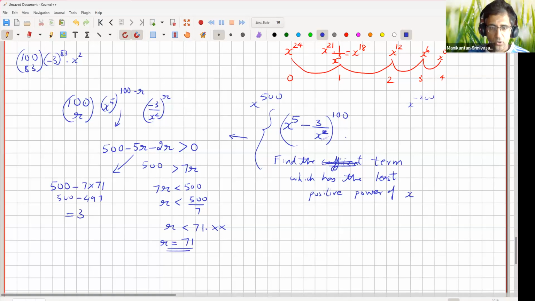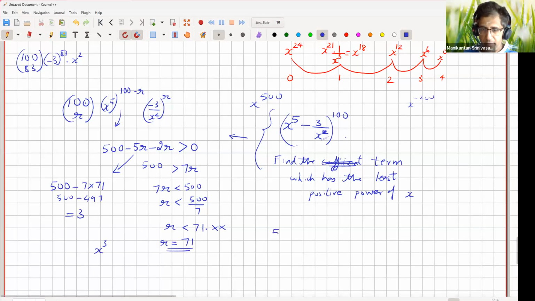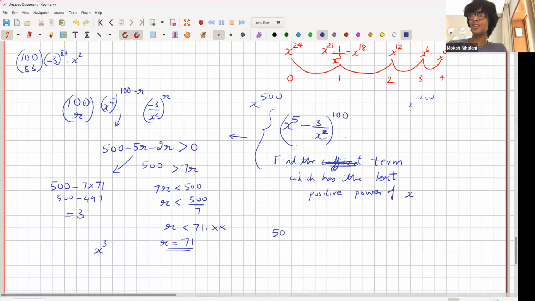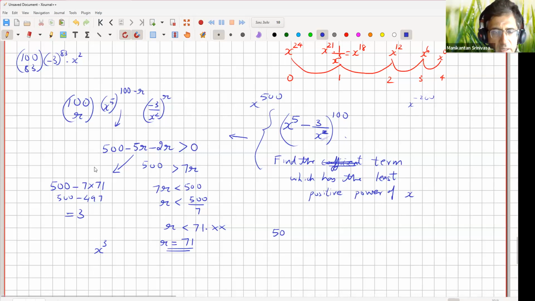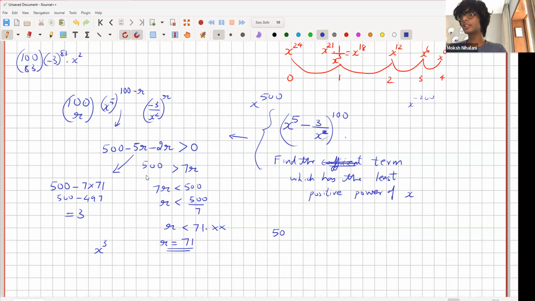So the final power of x will be x power 3. That's a positive power of x. And you can do it using arithmetic. I think you're going on the wrong track. Because if you raise the first term to 17 and the second term to 83, you get x squared, not x to the third. I think you messed up somewhere. X to the third. Just check by raising the first term to 17 and the second to 83.